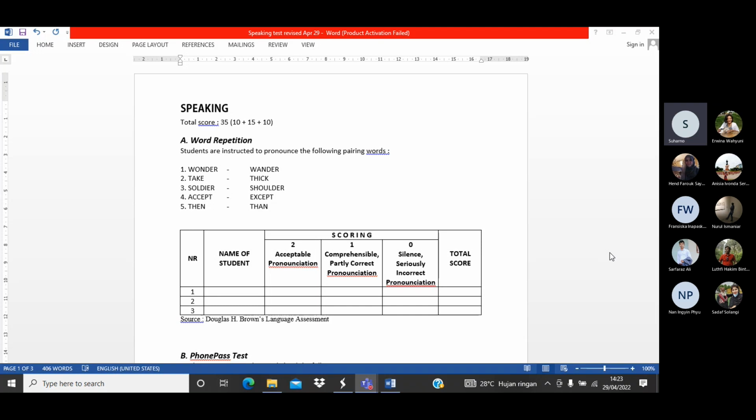Then total score. Yeah, I suppose it's okay. It's when the overt repetition, meaning it is kind of the minimal pair, right? To pronounce, yes, it is minimal pair. Wonder, yeah. Take, yeah. Soldier, yeah. Accept, yeah. And then, yeah, it is called minimal pair.